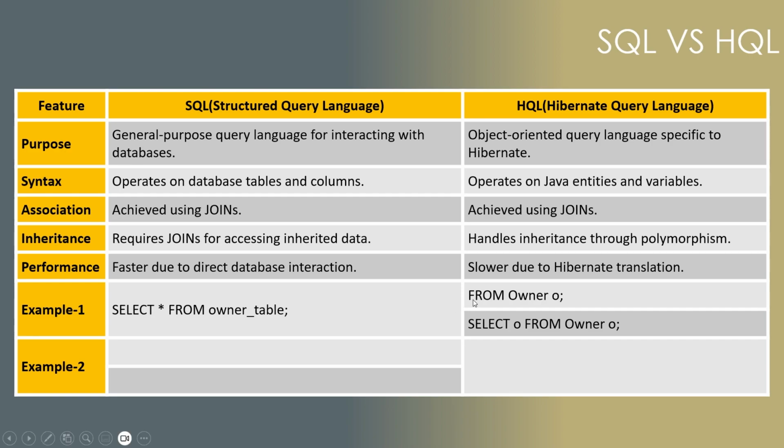First of all, I just need to say from, and then instead of the owner table, see, this is the table name. But here I need to give the name of my Java class, that is Owner. So I will just say from Owner O, where O is your object. So from Owner, that's it, and it is going to do the job.